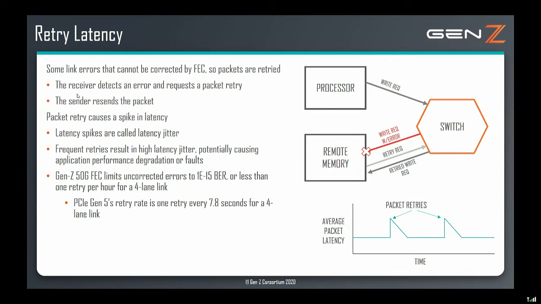That means that if you look at the bottom right, there's a diagram showing average packet latency, and there's a steady state. This is just an illustration to demonstrate what it would look like if you had standard normal packet latency, and then all of a sudden a retry occurs. That would be a latency spike, and the frequency of the spikes contributes to the latency jitter. And so at 1e minus 15, the error rate is less than 1 retry per hour for a 4-lane link. You compare that to PCIe Gen 5 retry rate, which is 1 retry every 7.8 seconds for a by 4, and that's a by 4, and usually PCIe would be a by 16.